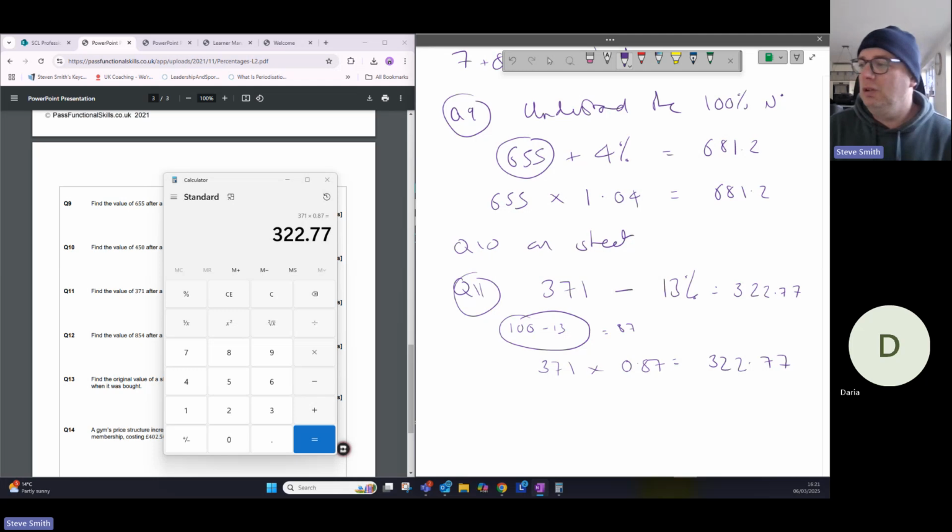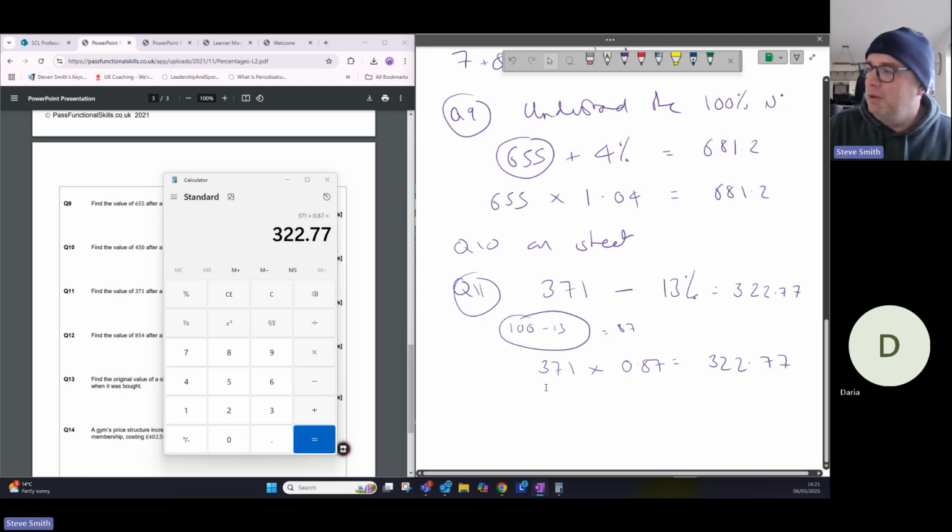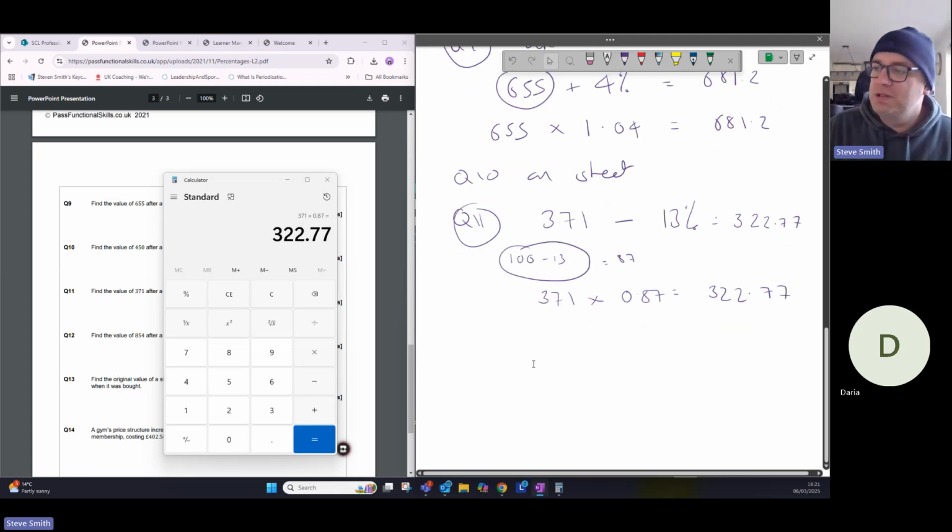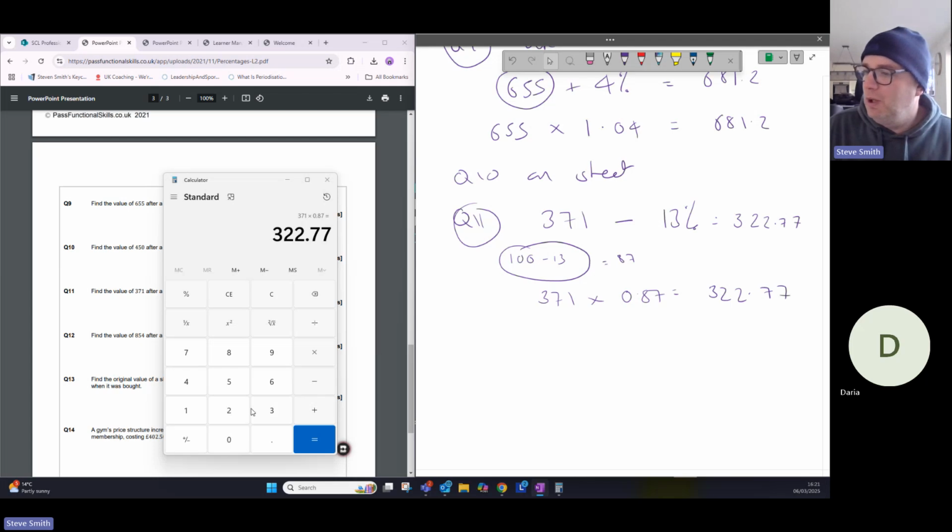Again, if we weren't sure on that method and we knew how to work out what 13% was, so if we went 371 times by, oh, I know what 13% is, because that's just 0.13. So that's my 13%. And then take that amount away from 371. We're still getting the same number. So again, 3 different processes.